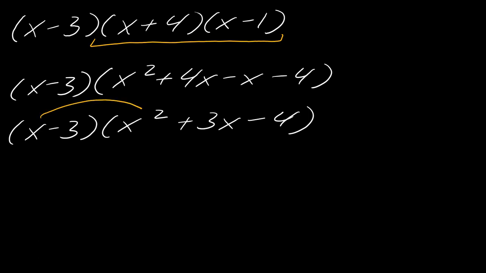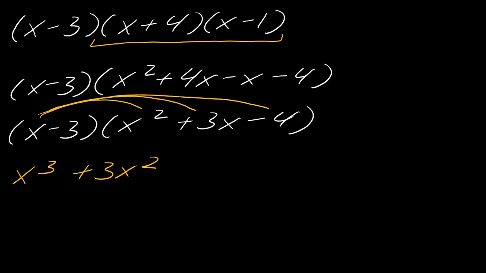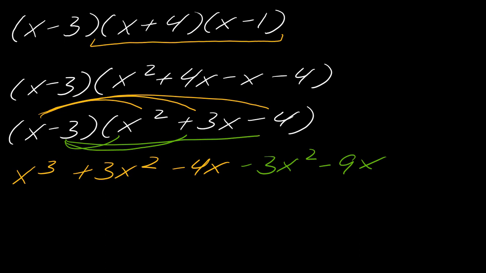So let's see, I've got x times x squared, so that's x cubed. x times 3x is 3x squared. And then x times -4, so that's -4x. -3 times x squared is -3x squared. -3 times 3x is minus 9x. And then -3 times -4 is positive 12.